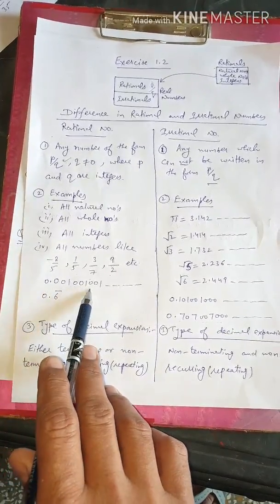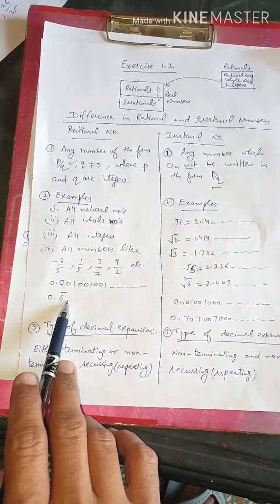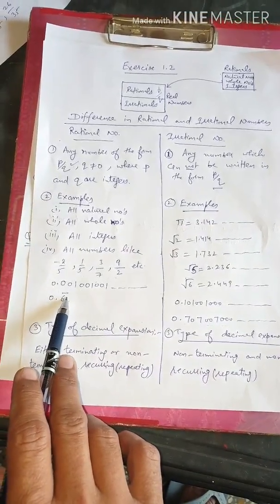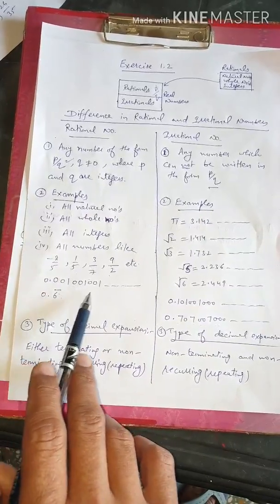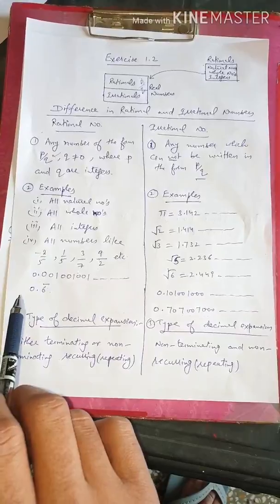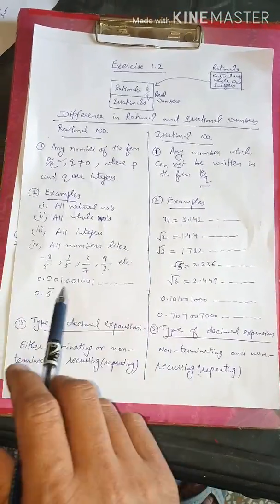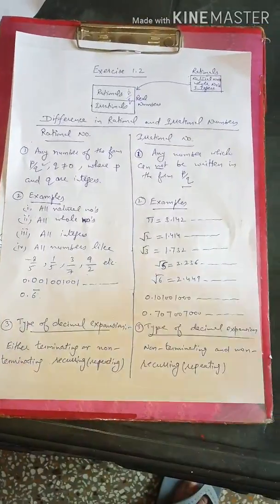0.001, 001, 001, and so on. And this one, 0.6 bar. This is called bar. In the next video you will get details about it, because actually we have some work related to this in 1.3. So you will get details about these numbers in the next video.